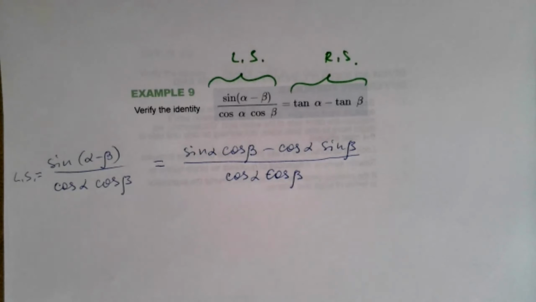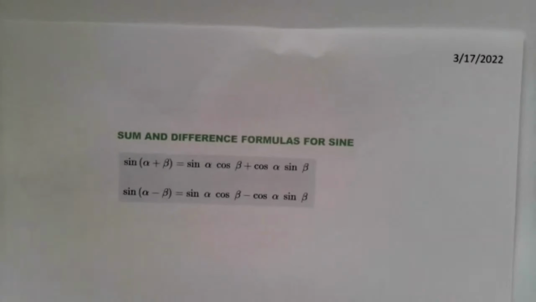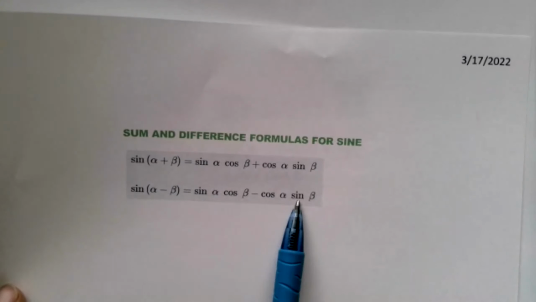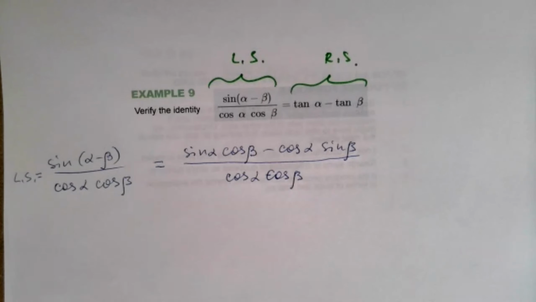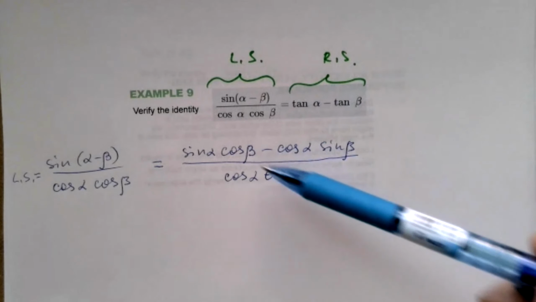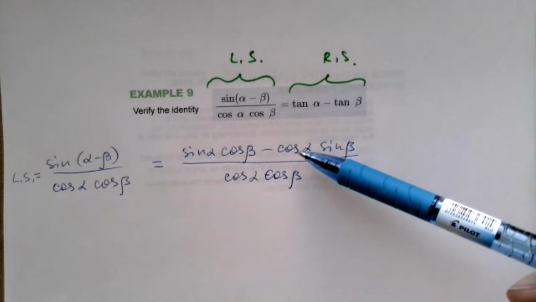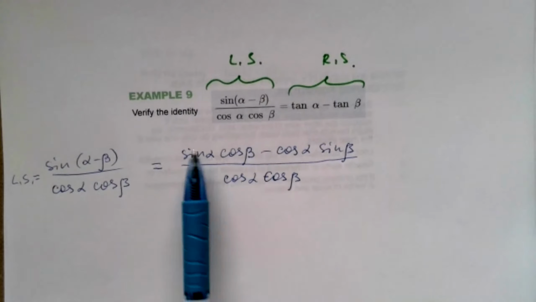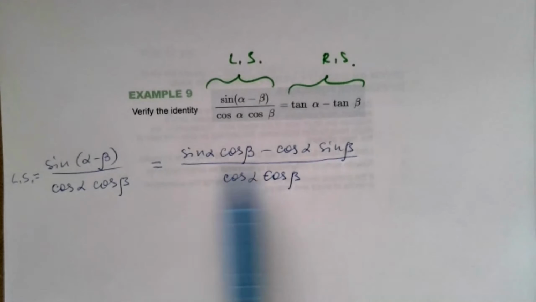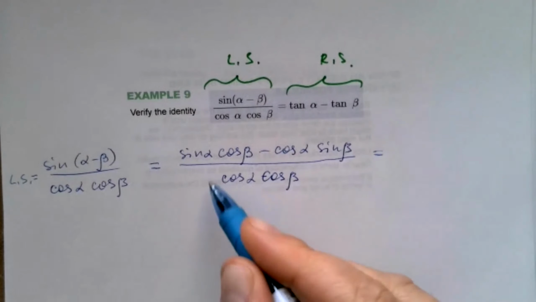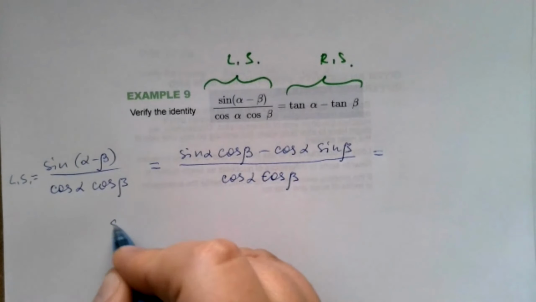So here it is. I just directly applied my formula for sine alpha minus beta. And that's what I got. I also see that I will be able to cancel out cosine beta and cosine alpha. But first, I have to separate this one fraction into 2 fractions. So I do addition of fractions, but backwards.